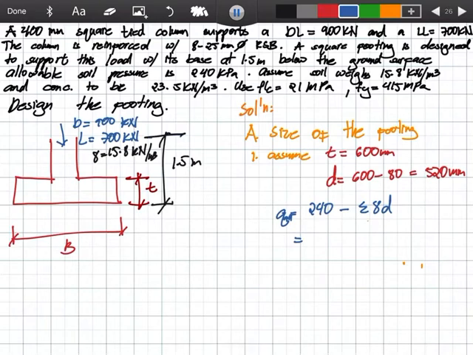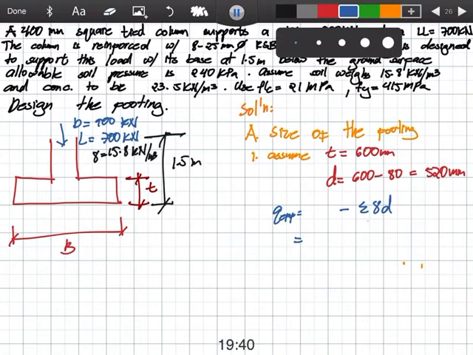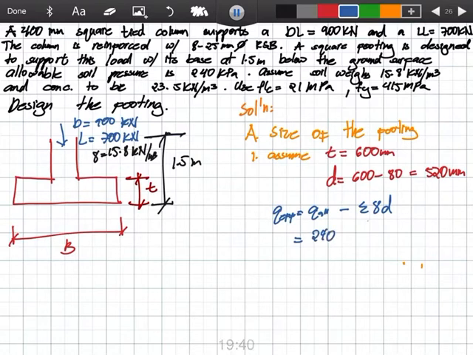Mali ako. This is Q effective. 240 yung Q allowable. Q effective is equal to Q allowable, that is 240 minus summation of gamma D. Okay, so isulat ko na nga lang to. Q allowable 240 minus summation of gamma D.